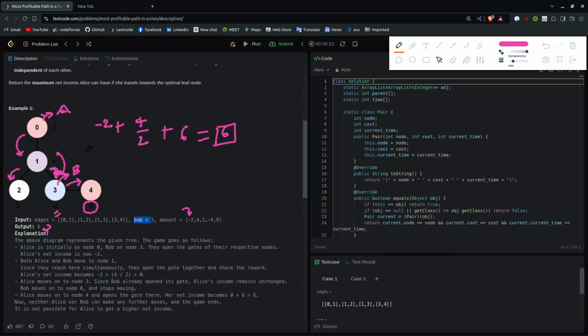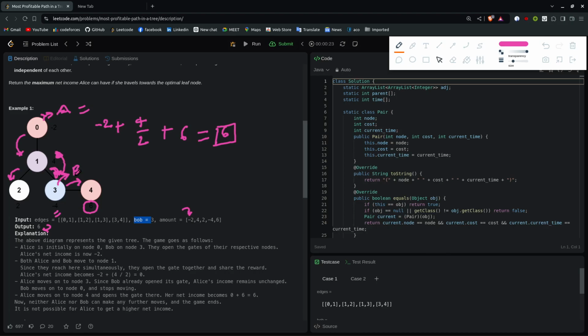But in the case of Alice, it does matter which leaf node he wants to go to, because we want to maximize something, right? So we just need to find that path such that it gives the maximum value. Okay, so since we know that the path for Bob is constant, we can try to formulate some steps given that we know the path for Bob.